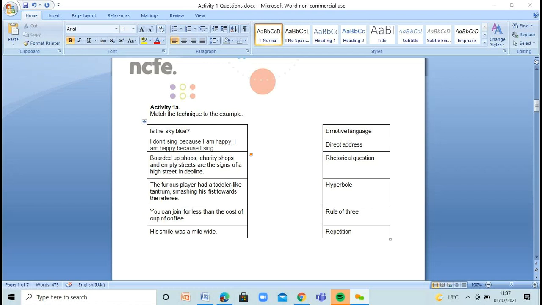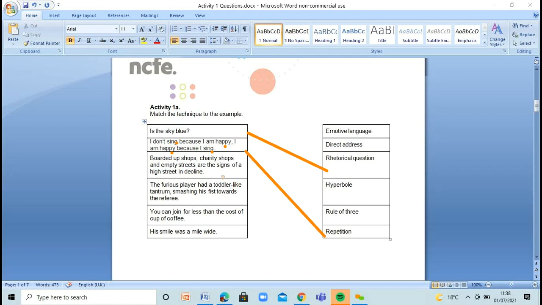So let's do a couple together. Is the sky blue? What do you think that would be? Emotive, direct, rhetorical, hyperbole, rule of three, or repetition? But they're not really expecting an answer to that. It's the sky blue. It's a rhetorical question. Yeah, exactly. So it's rhetorical. And then I don't sing because I am happy. I am happy because I sing. So if you look, they used happy twice. Yeah, and they used sing twice as well. So yeah, repetition, well done.